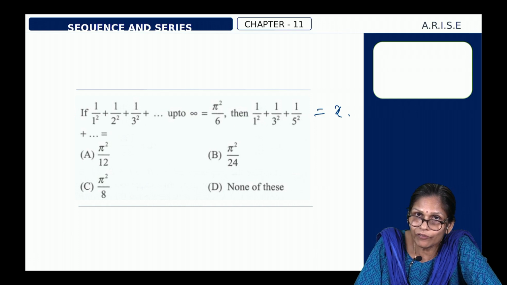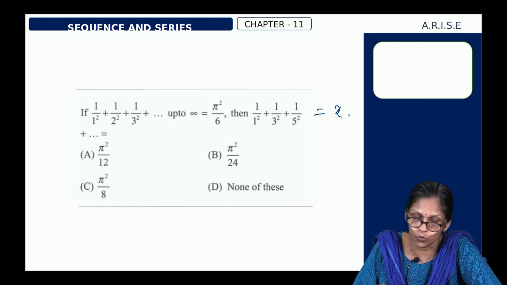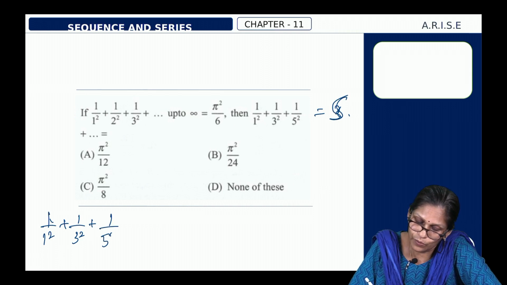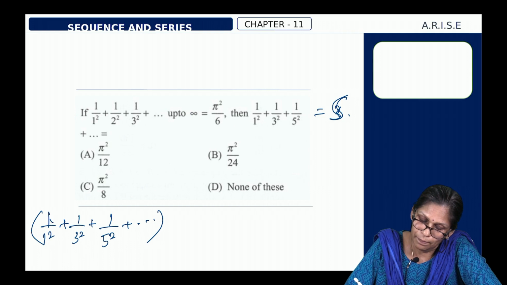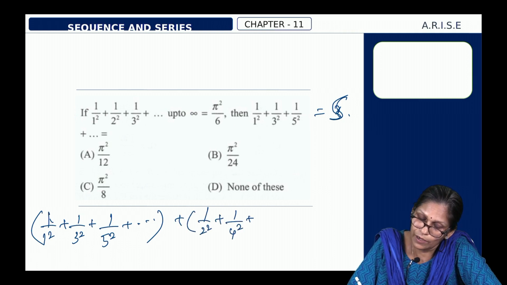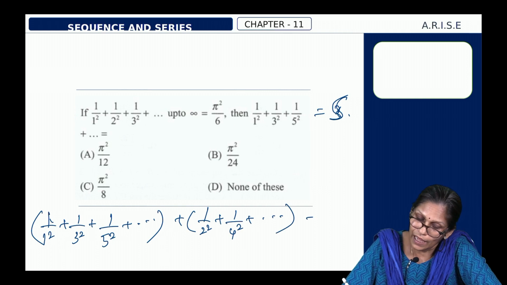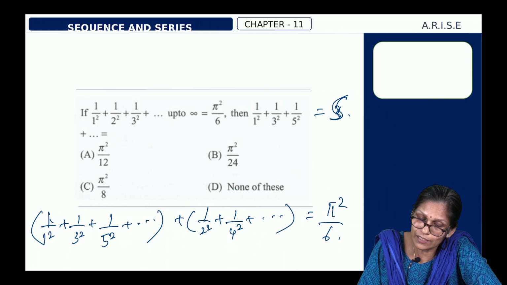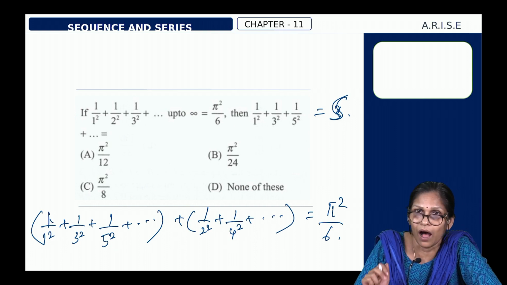So, the given question I can divide into two parts. One is 1 by 1 squared plus 1 by 3 squared plus, instead of x, maybe s, plus 1 by 5 squared plus so on, plus 1 by 2 squared plus 1 by 4 squared plus so on. Okay, that is given to be pi squared by 6. Now, isn't the first bracket what is asked? So, can't I write that as s?